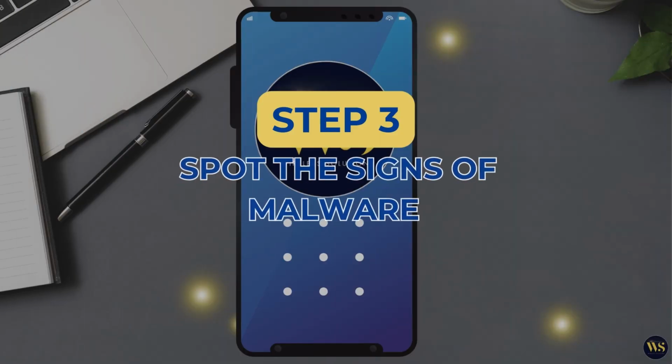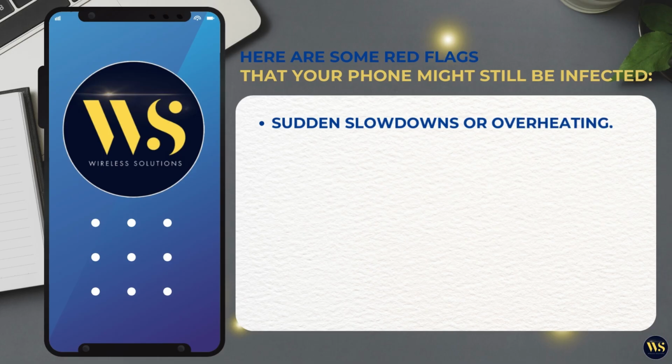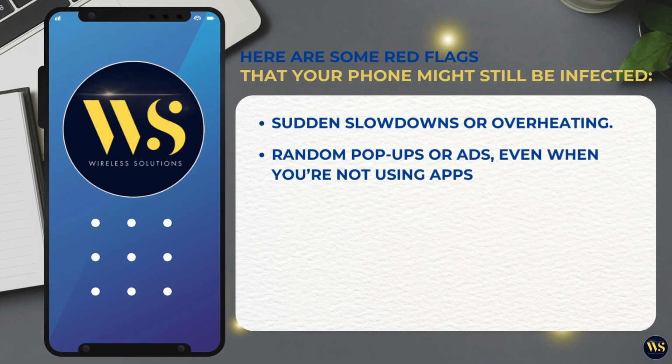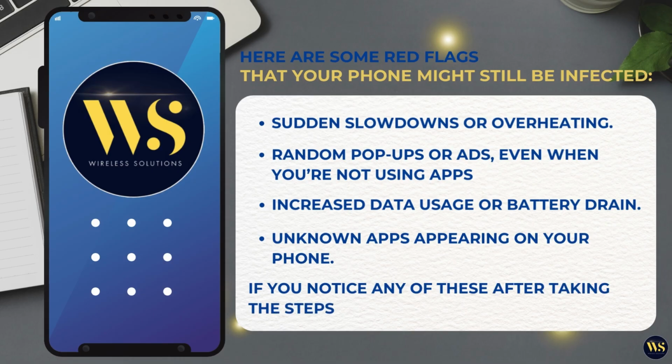Step 3. Spot the signs of malware. Here are some red flags that your phone might still be infected: sudden slowdowns or overheating, random pop-ups or ads even when you are not using apps, increased data usage or battery drain, unknown apps appearing on your phone. If you notice any of these after taking the steps above, consider the next step.